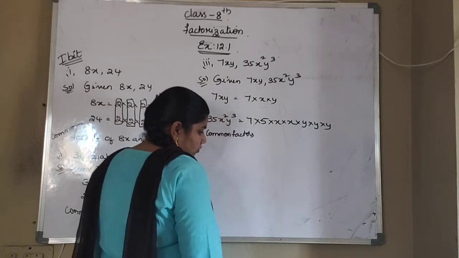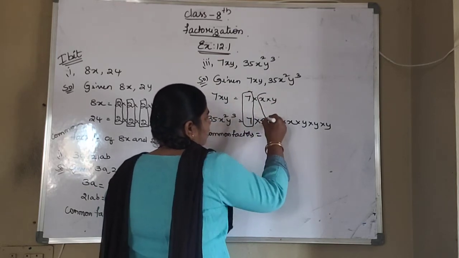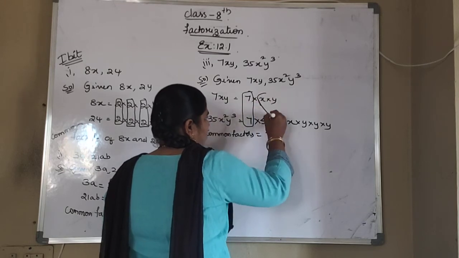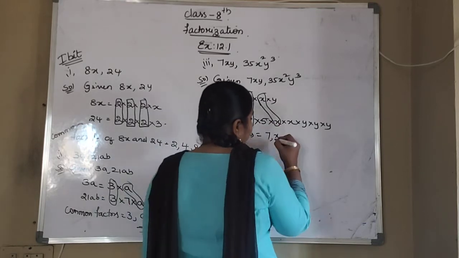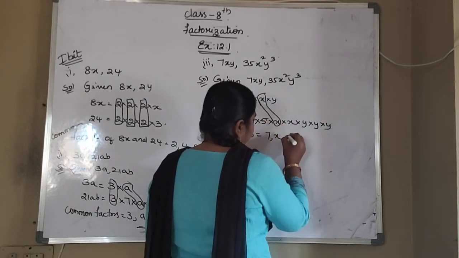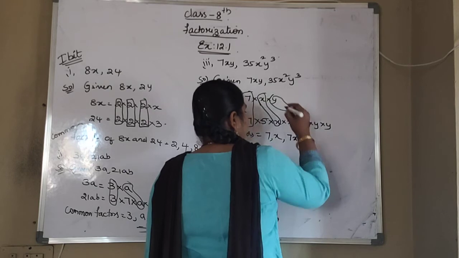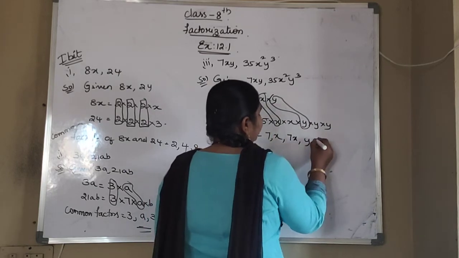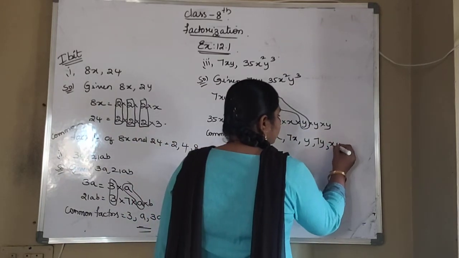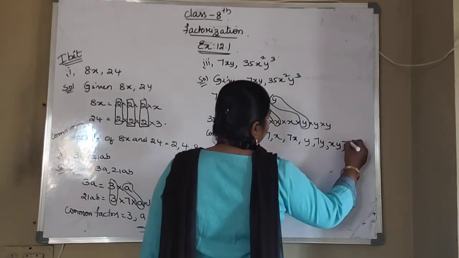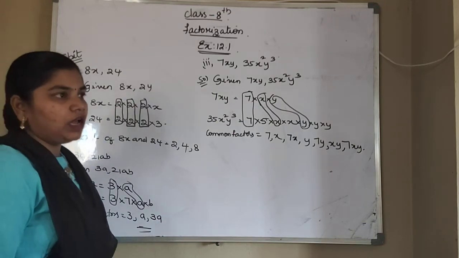What are the common factors now? 7 is a common factor. x is also a common factor. If you multiply these two, 7x will also be a common factor. And y is also a common factor, so if you multiply, 7y is also a common factor. Then x into y, xy is also a common factor, and 7xy is also a common factor. So these many common factors are there for 7xy and 35x square y cube.